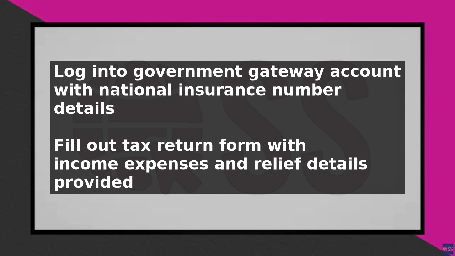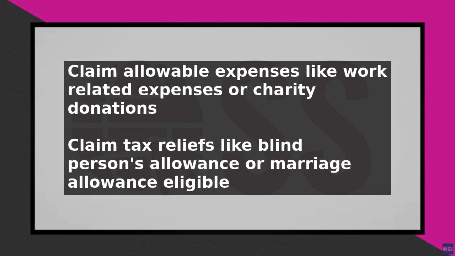and tax paid. When filling out the tax return form, ensure you claim all allowable expenses, such as work-related expenses or charity donations. You should also make sure you claim any tax reliefs you are eligible for, such as blind person's allowance or marriage allowance.